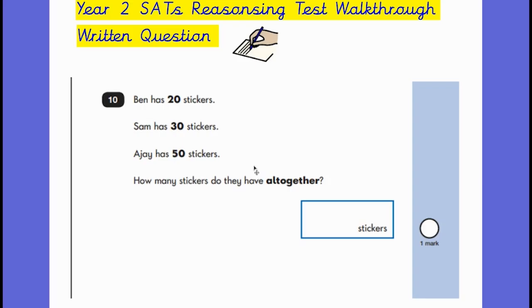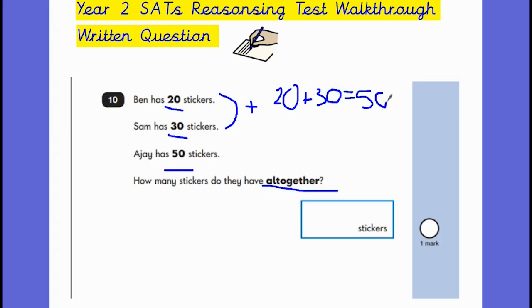Number 10. Ben has 20 stickers. Sam has 30 stickers. AJ has 50 stickers. How many stickers do they have all together? So here we're adding 20, 30, and 50 together. Now, what they might have noticed is that 20 add 30 is going to equal 50, okay, and once they know that that's 50, you can just add 50 and 50 together to make 100.